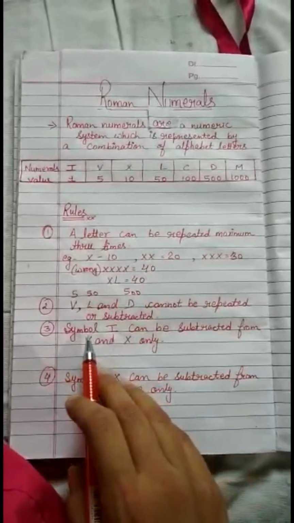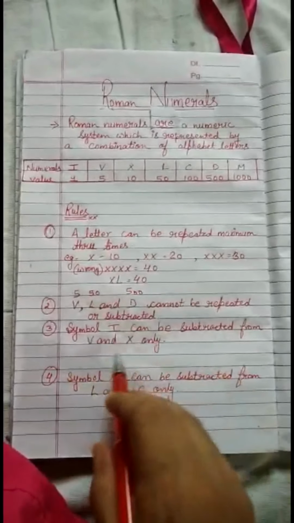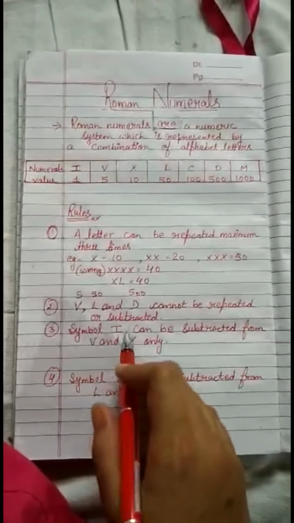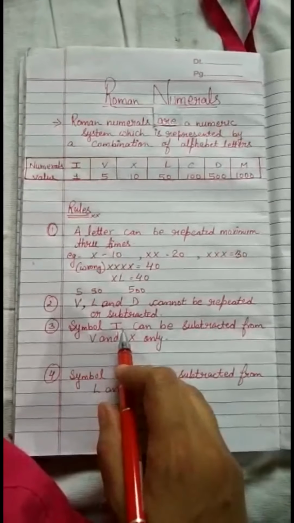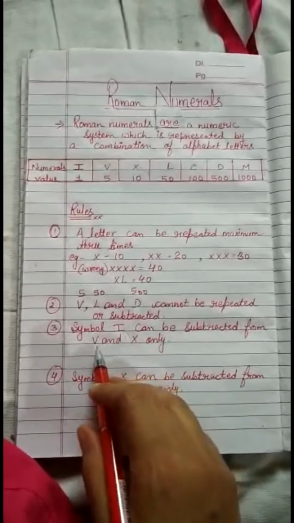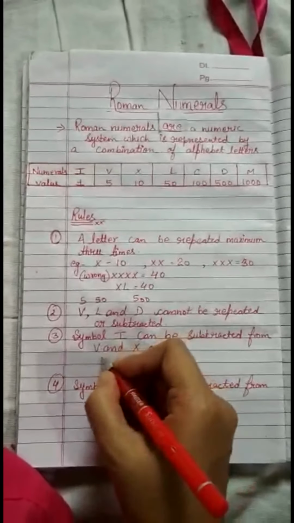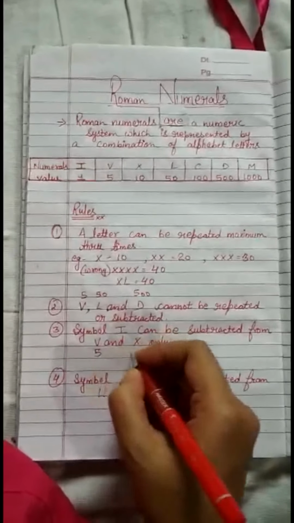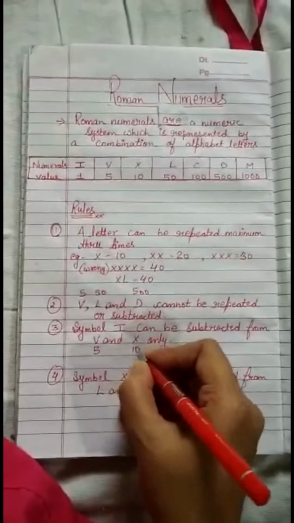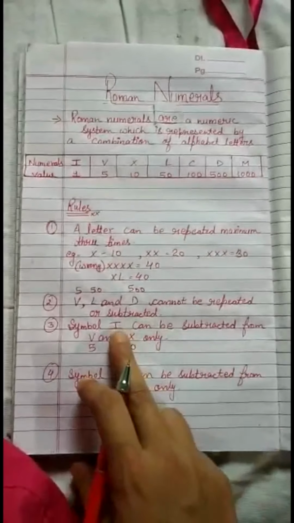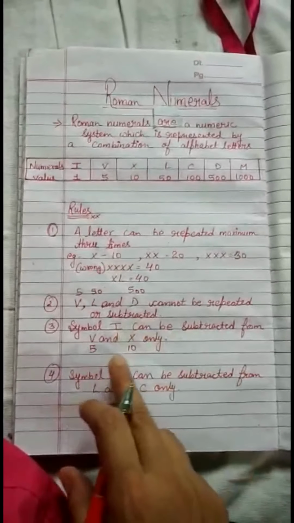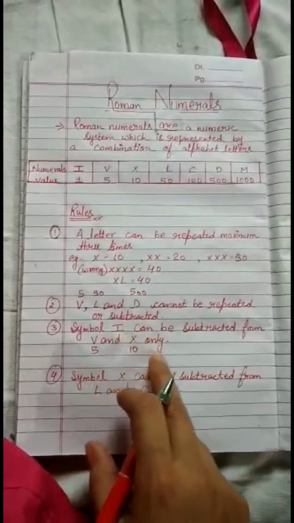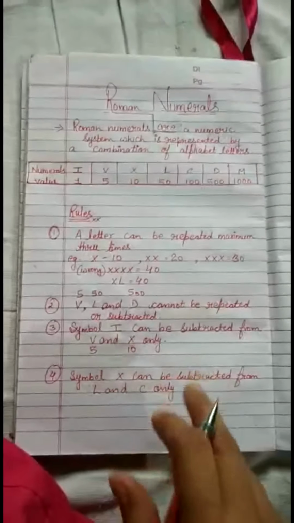Rule number 3 is symbol I can be subtracted from V and X only. What does symbol I represent? It represents 1. It can be subtracted from V. V means 5. And what does X stand for? X stands for 10. So 1 can be subtracted from 5 and 10, from V and X only. This is our third rule.